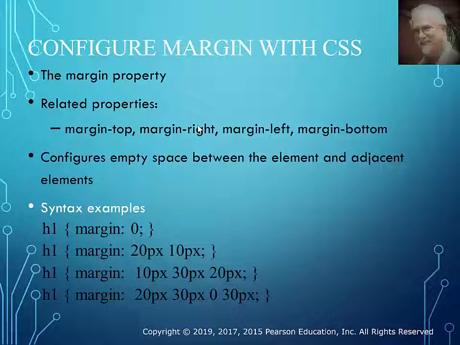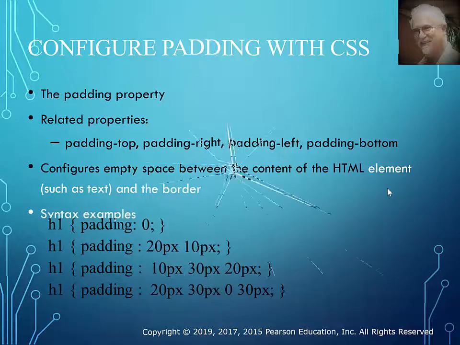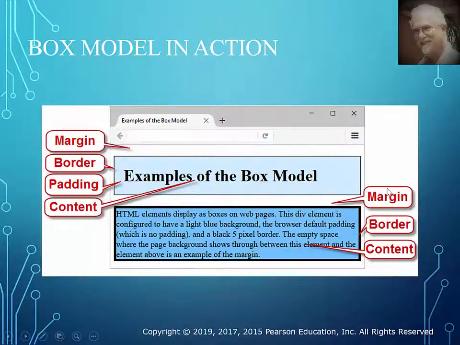Then 20, 30, 0, 30 goes clockwise: 20, 30, 0, 30. Everything is in clockwise order. And then the padding, right? That's your bubble pad. Same idea, only you have to use the word padding. Not too complicated. Okay, let's take a look.